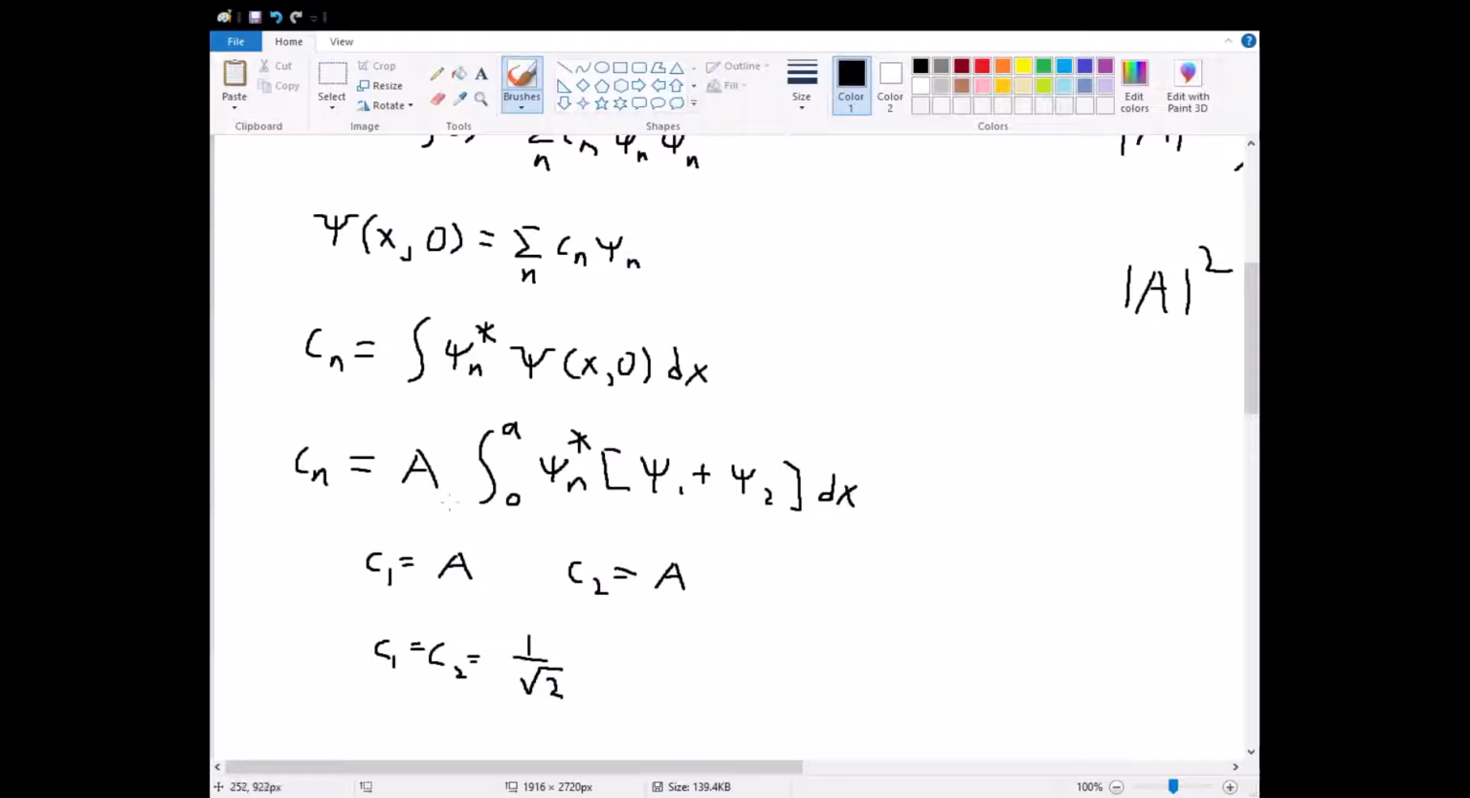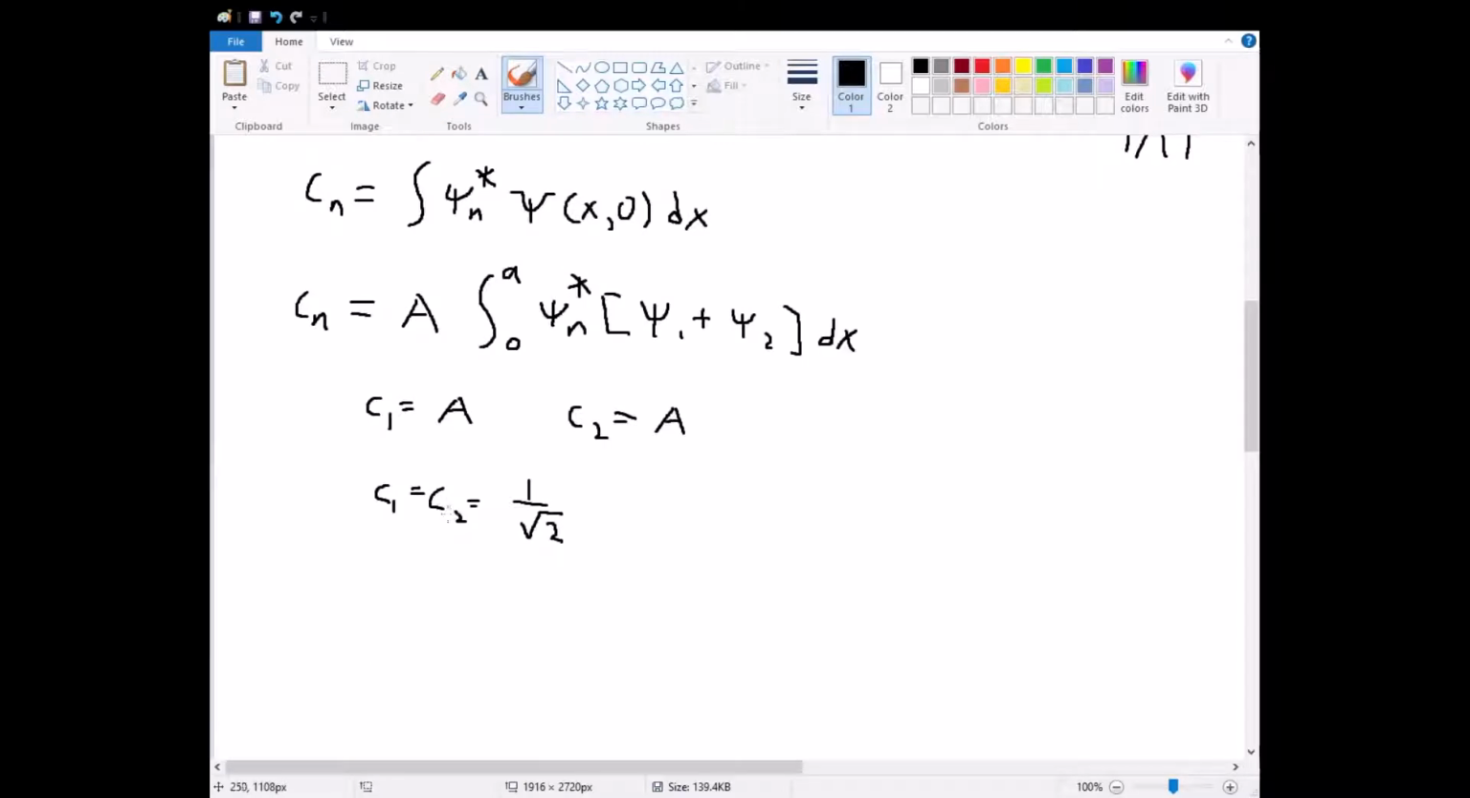And we can keep on going all the way up to infinity, but this should very obviously show that anything other than 1 or 2 is just going to integrate to 0, because if it's 3, for example, then we have psi 3 star times psi 1 plus psi 3 star times psi 2, neither of which match in the n number count. So both terms integrate to 0, and the same is true for 4, 5, 6, 7, and so on. So C1 and C2 are both equal to 1 over root 2.